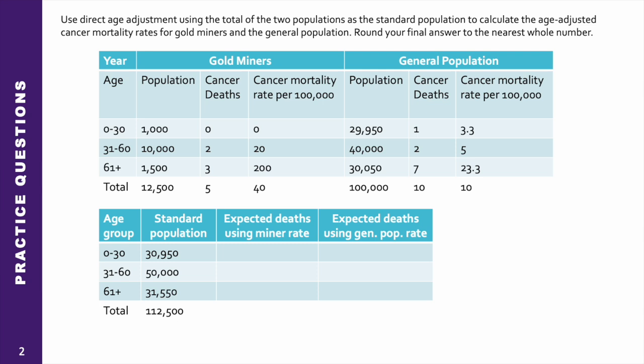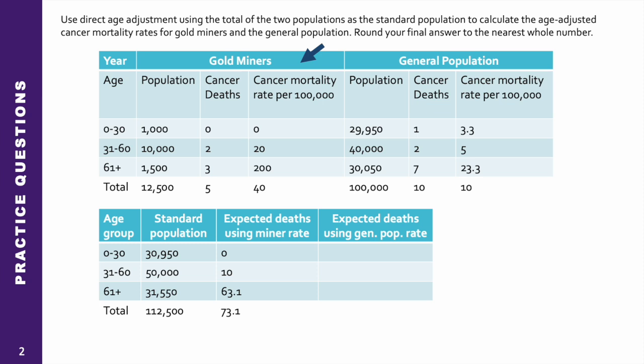For direct age adjustment, you need to know the age-specific rates of both populations. First, we're going to create our standard population by adding the people in the population in each age group together to make our standard population. So we add the gold miners who are age 0 to 30 to the people in the general population from that age group to get our standard population for the 0 to 30 age group. We add gold miners who are 31 to 60 to people in the general population who are 31 to 60 to get our standard population of 31 to 60-year-olds, and do the same for our 61 and over population. And we add those up to get our total standard population.